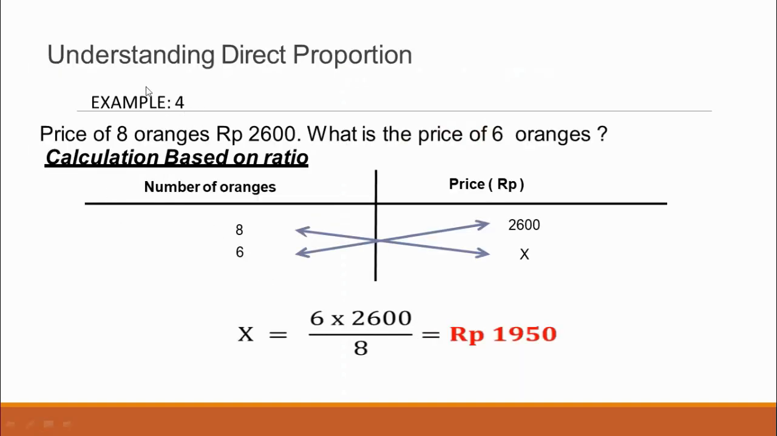For example, to understand direct proportion, we should study this example. Price of 8 oranges is 2600 rupees.